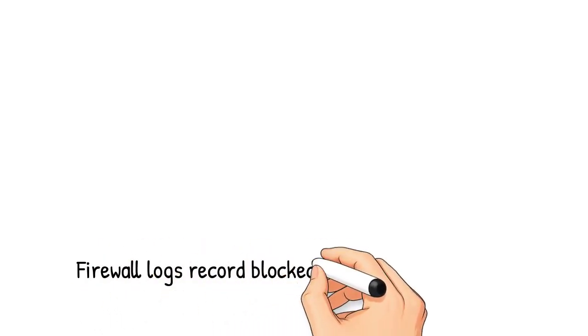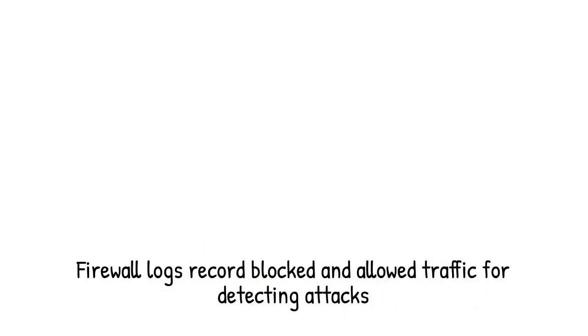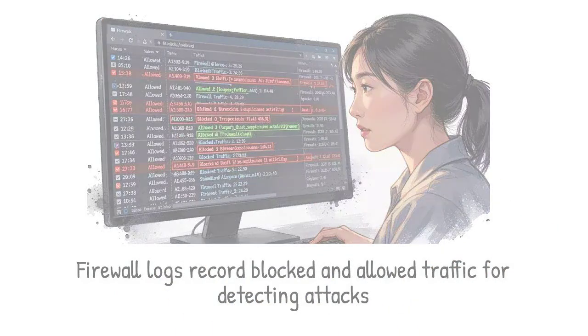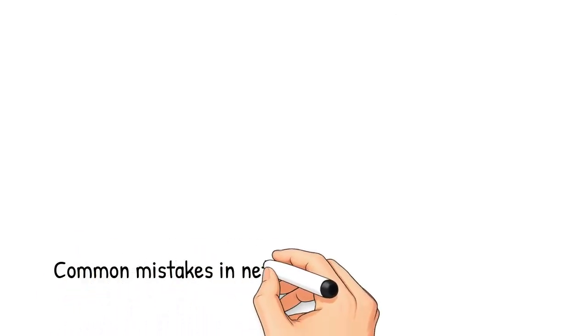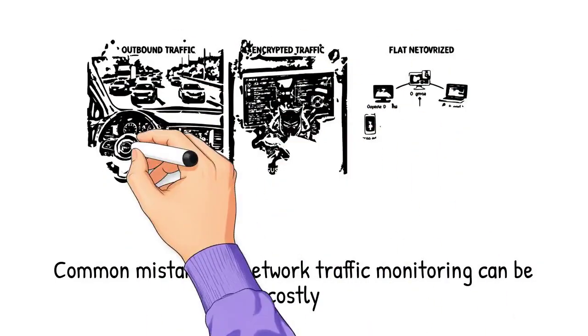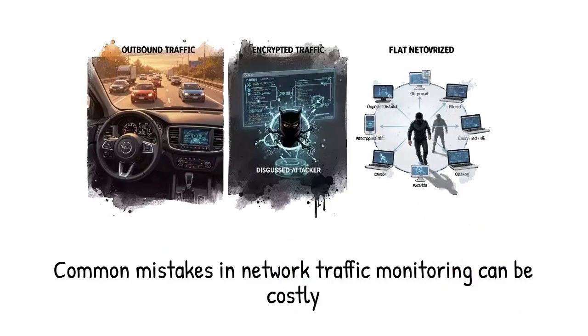Firewall logs. Firewalls record traffic allowed or blocked. These logs are gold mines for detecting attacks. Ignoring outbound traffic. Most people only monitor inbound threats, forgetting that malware sends data out. Assuming encrypted traffic is safe, attackers often hide inside encrypted channels.